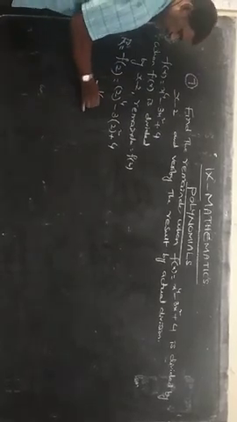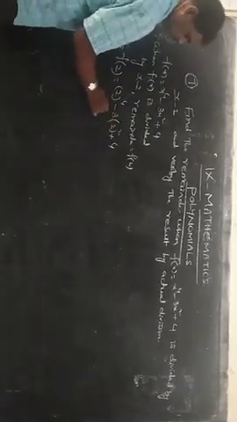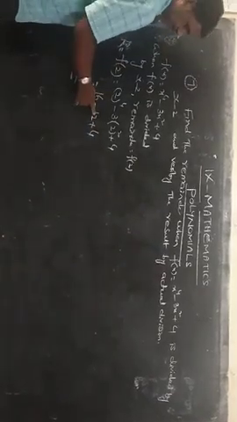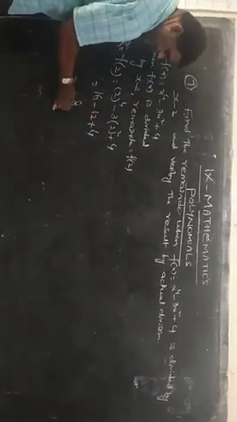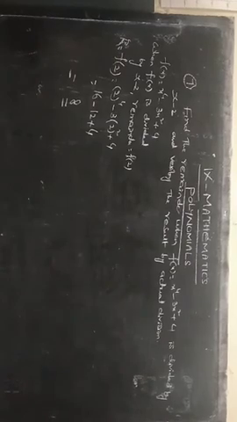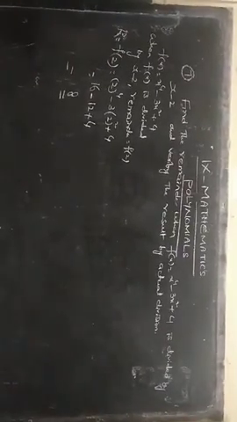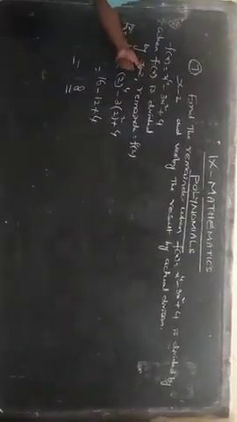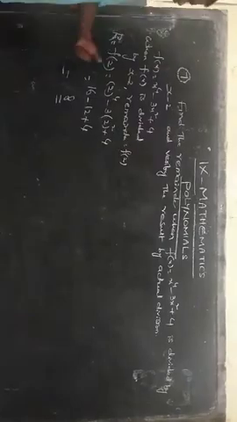2 to the power 4 is 16. 2 square is 4. 4 3s are 12. 16 minus 12 is 4. 4 plus 4, 8 is the remainder. So by using remainder theorem, when f of x is divided by x minus 2, the remainder is f of 2. So we calculated the remainder, we got 8.